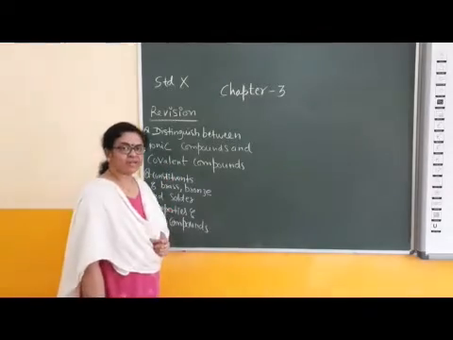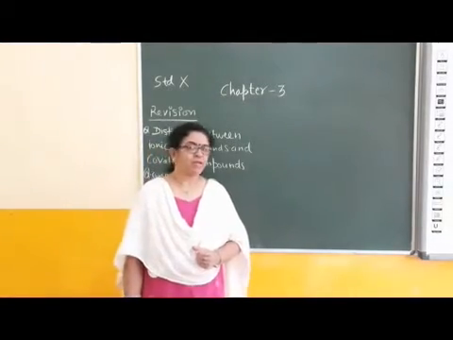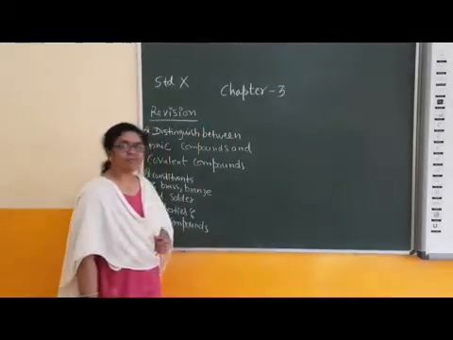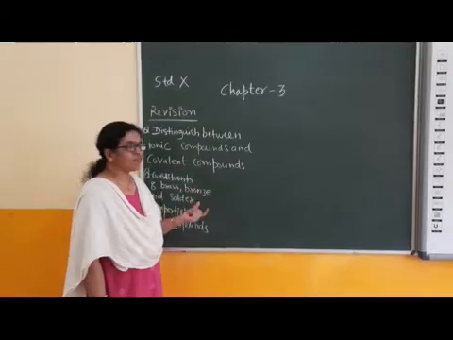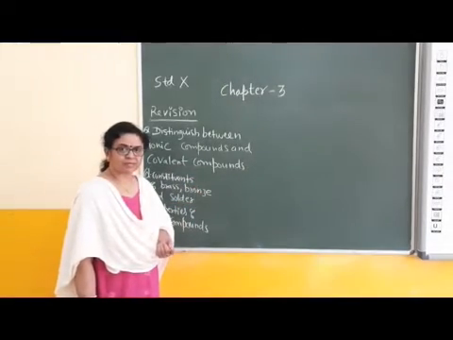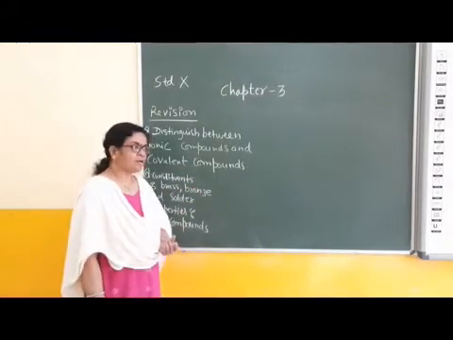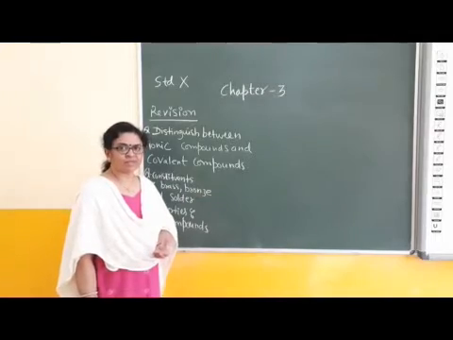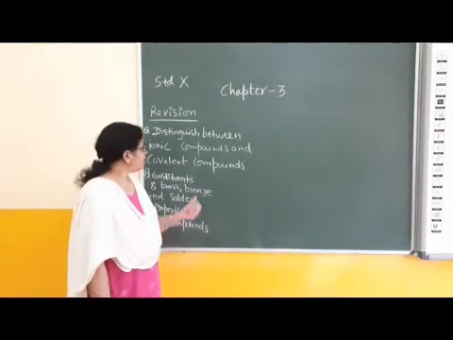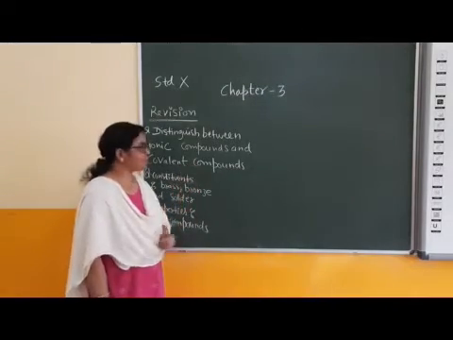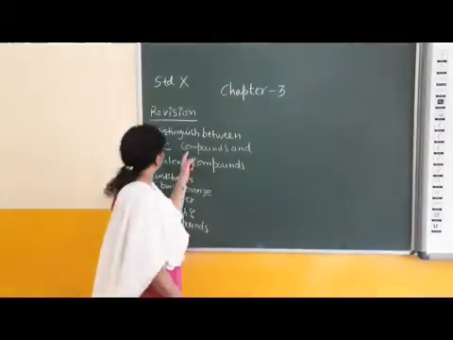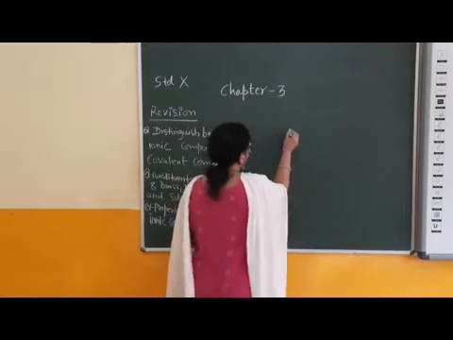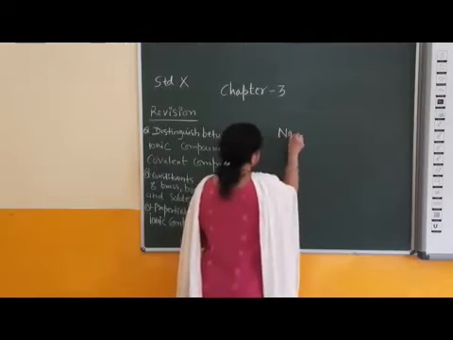First difference between covalent compounds and ionic compounds is in terms of their formation. Ionic compounds are the products of exchange of electrons. Formation of ionic compounds is based on exchange of electrons, and formation of covalent compounds is based on sharing of electrons. One example of an ionic compound is NaCl.